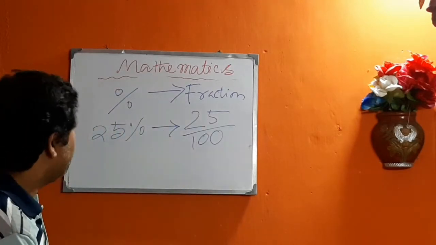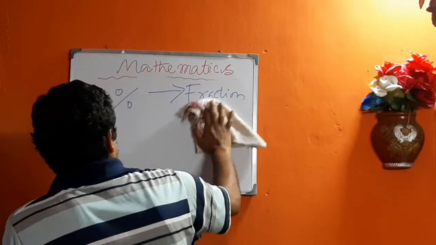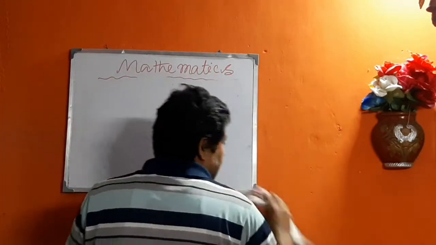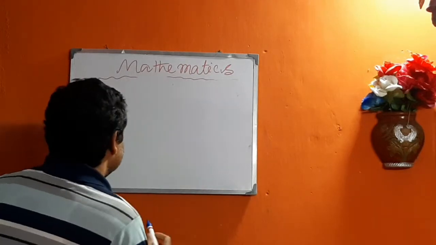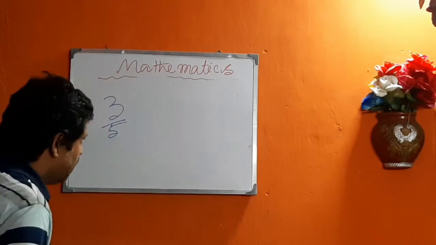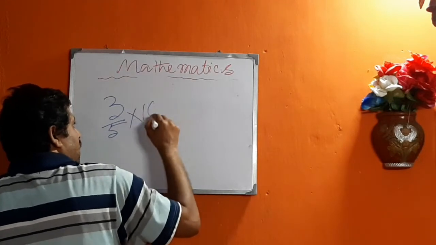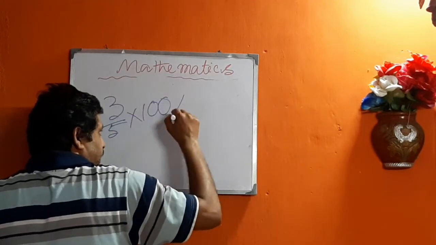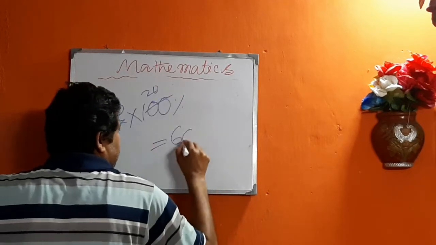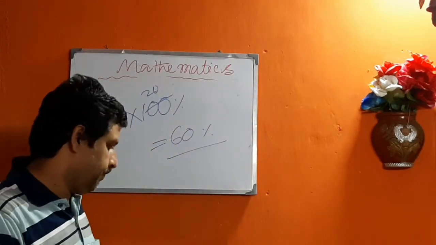Vice versa can also happen. That is, from a fractional form, a number can be represented in the percentage form. For example, the fraction 3/5. In the percentage form, this fraction can be converted just by multiplying by 100. After cancellation, it becomes 60%. So in fraction, 3/5 equals 60%.